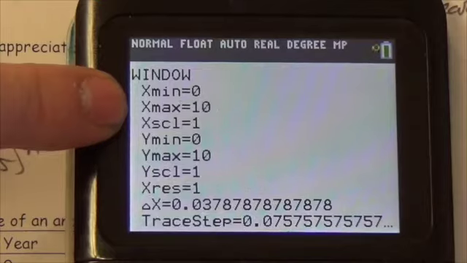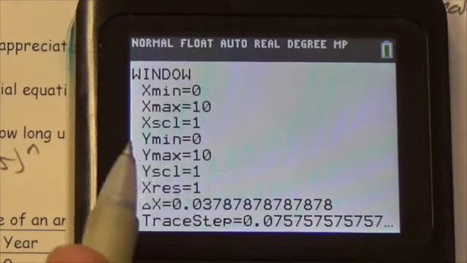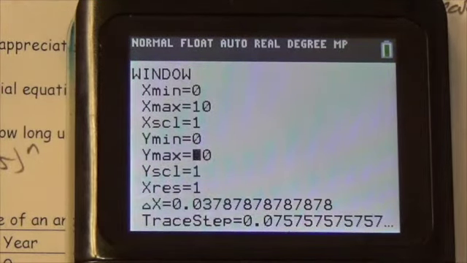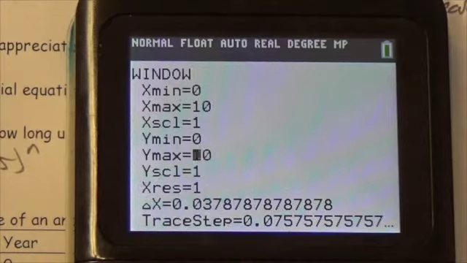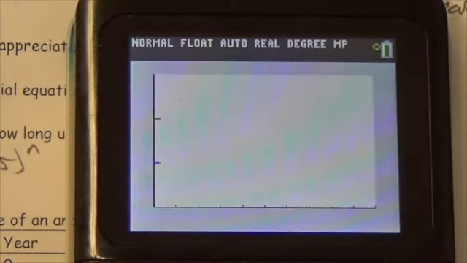X max being 10, hey, that might work. But my Y max has got to be at least bigger than 2,000. The ring is growing in value. I'm looking for where it hits the 2,000 mark. So I don't know, maybe let's put 3,000 up there as my max. We'll see what happens. Let's graph that.